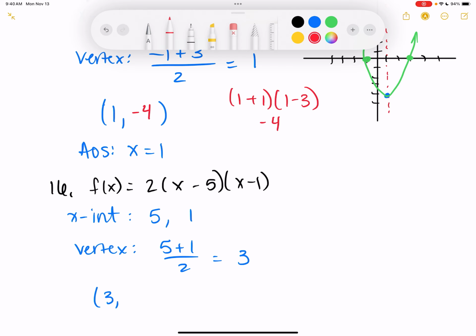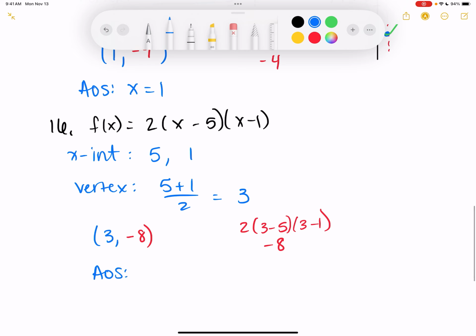Now, this is the only time the 2 is really going to be relevant. When I plug the 3 in for x and I multiply everything, that's the only time the 2 is relevant. So 2 times (3 minus 5) times (3 minus 1). So that's 2 times negative 2 is negative 4, times 2 is negative 8. So at (3, -8), I have a vertex, and an axis of symmetry at x equals 3. And so I have all of the information that I need to be able to graph this now.